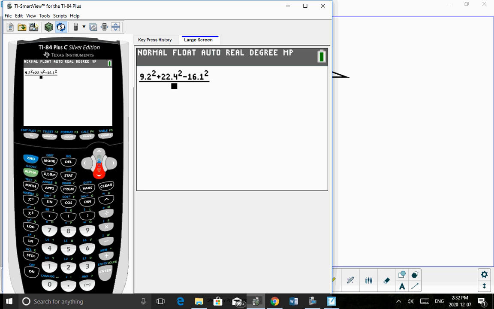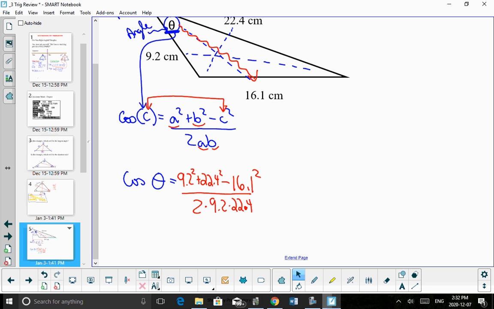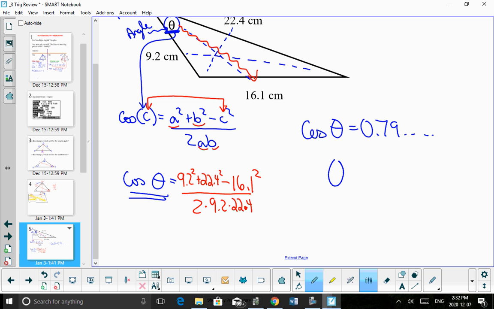And then on the bottom, 2 times 9.2 times 22.4. So you get out this really nasty little decimal. That decimal represents cos theta, right? Because that's what the formula is, cos theta. So you want to get out just plain old theta.